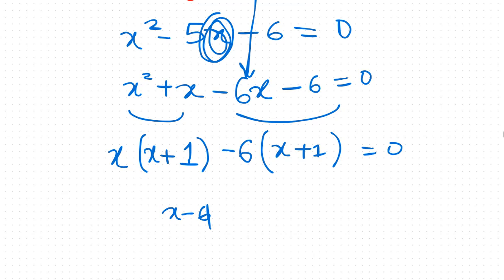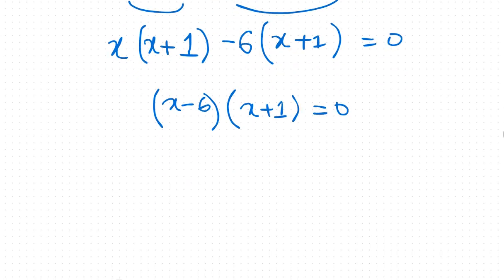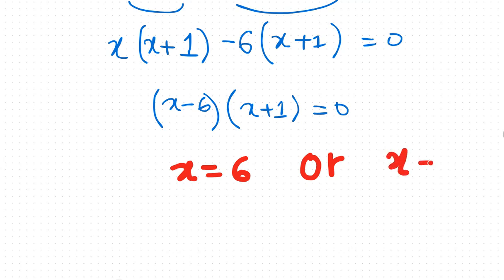How much is the x value? Can you tell me directly now? x equals 6 and x equals -1. It's not and, it is or. So x is equal to 6 or x is equal to -1. Good. These are the answers.